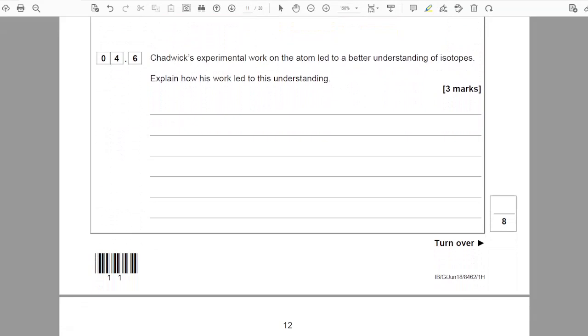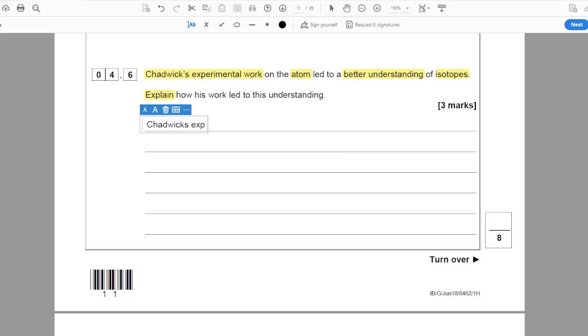4.6. Chadwick's experimental work on the atom led to a better understanding of isotopes. Explain how his work led to this understanding. It's actually 3 marks, so you need to give 3 points. Firstly, what did his work lead to? Well, Chadwick's work led to the discovery of neutrons.